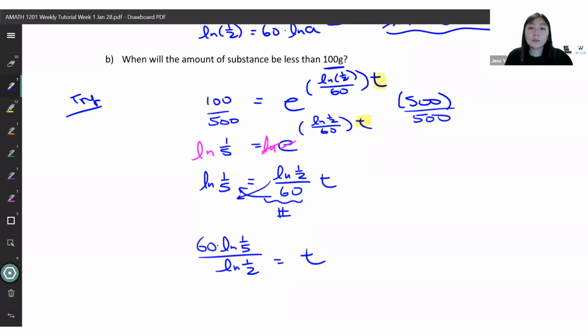So the amount of substance will be less than 100 grams when t is greater than this number. So after this many years, or whatever unit of time, the amount of substance will be less than 100.